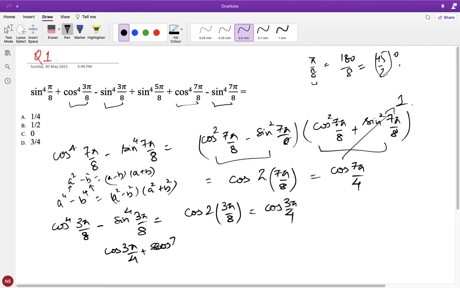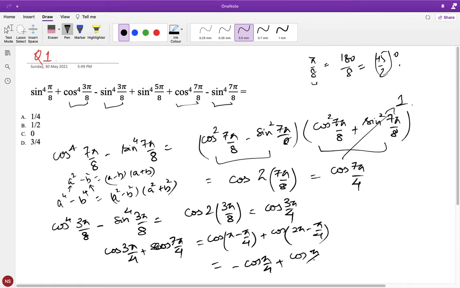cos 7 pi by 4, which is cos pi minus pi by 4 plus cos 2 pi minus pi by 4. Cos pi minus theta is minus cos theta. Cos 2 pi minus theta is cos theta. Oh, this is 0. So we can just remove these 4 terms. Now the problem is just this.